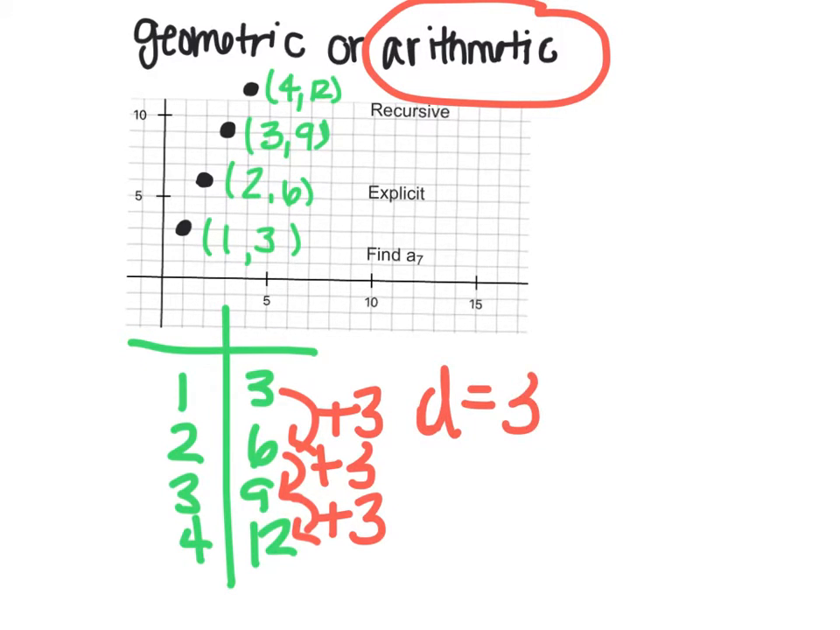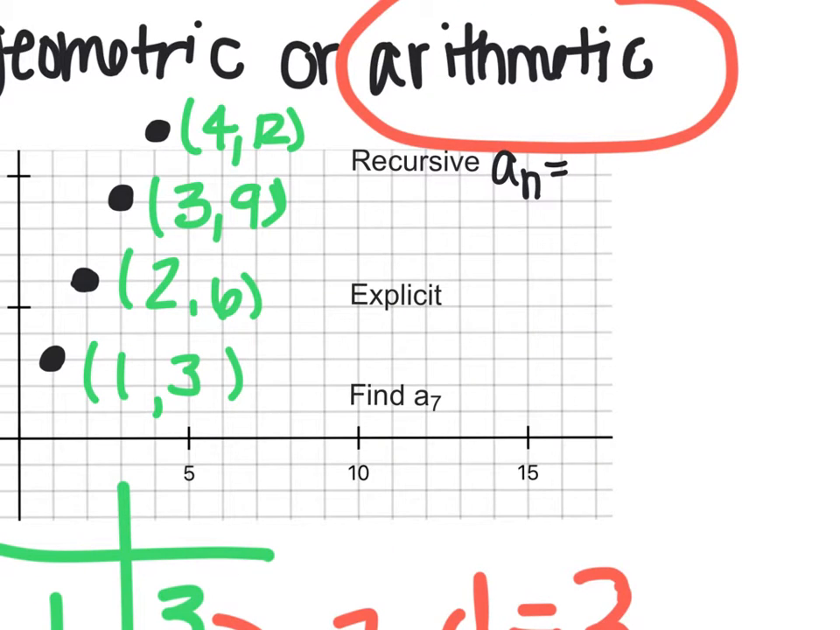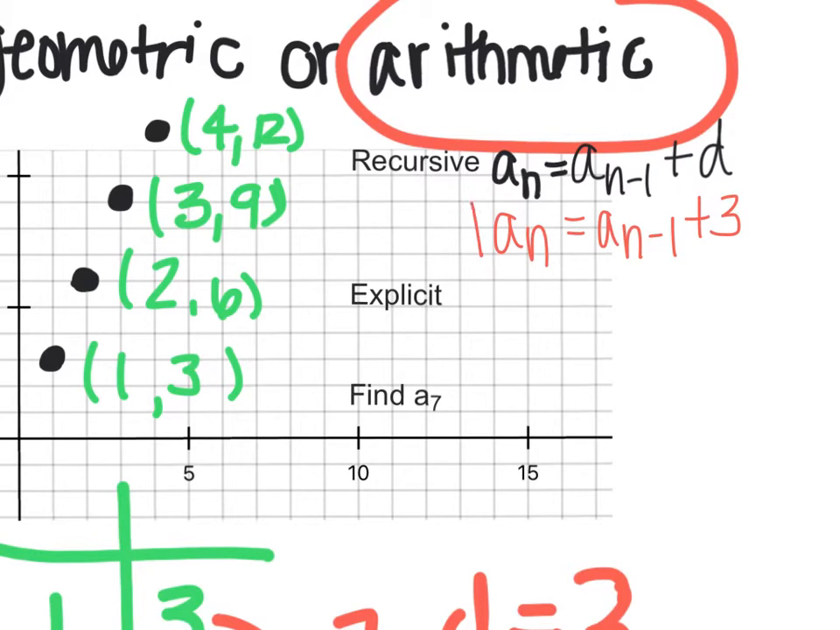And then we can use this in our formulas to help us write both our recursive and our explicit formulas. So my recursive formula is a sub n equals a sub n minus 1 plus d. So it's saying that to find any term, I need the term before it, and then I add d every time. Well, in this particular case, d was 3, because that was my common difference. So my recursive formula would be a sub n equals a sub n minus 1 plus 3. So this would be the first part of my answer for the recursive formula.